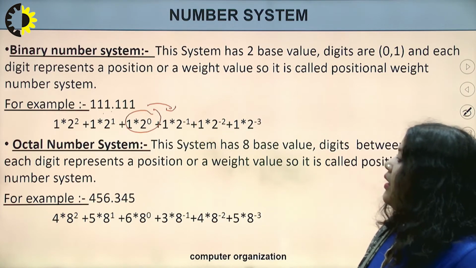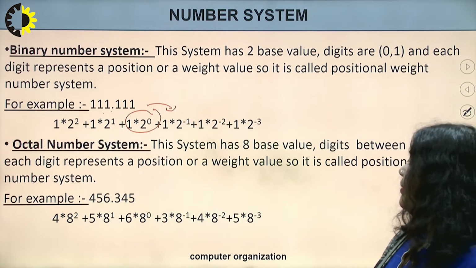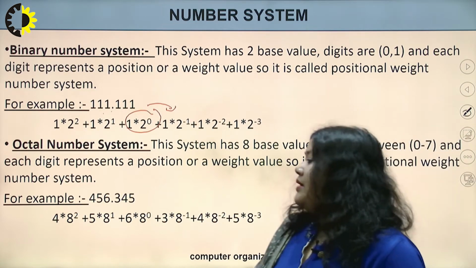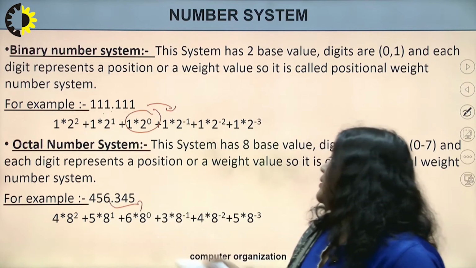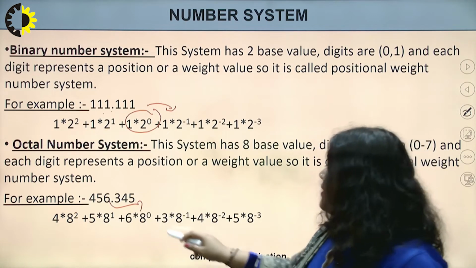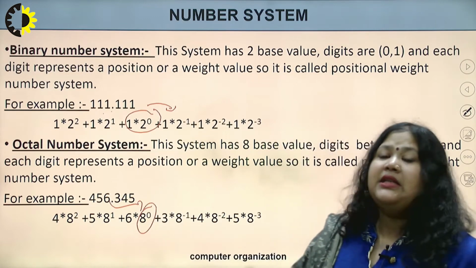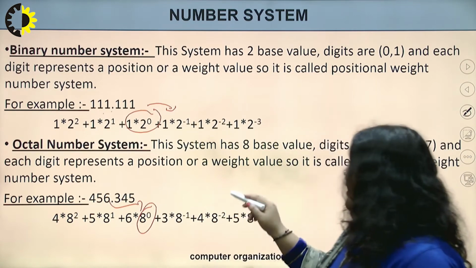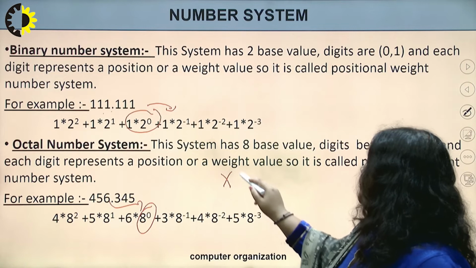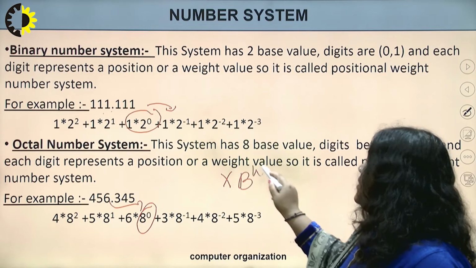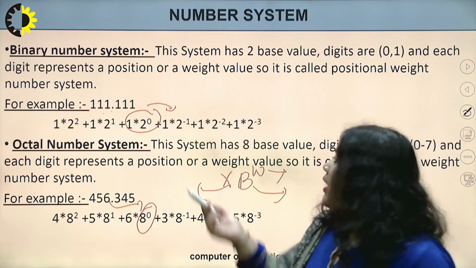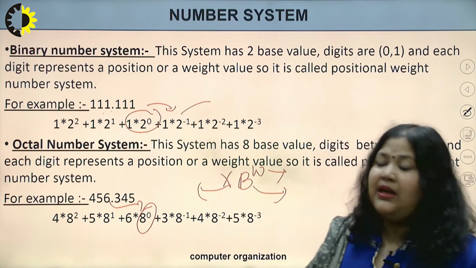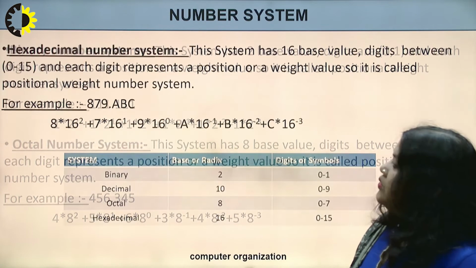The third number system is the octal number representation. This is the same as the decimal or the binary number. It starts from 6 multiplied by 8 to the power 0. This is the basic representation or mathematical formation: x times b to the power w, where x is the number, b is the base, w is the weight, same as with the decimal and the binary number systems. So, this is the octal.